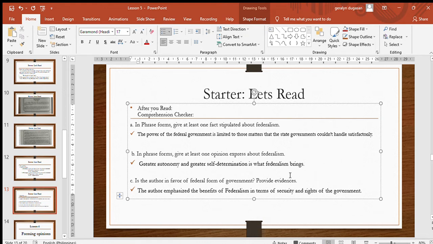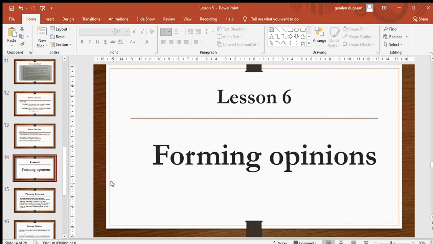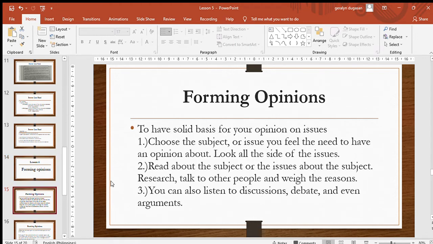So next is lesson 6, forming opinions. We already know what an opinion is, but how do we form a strong or convincing opinion to have a solid basis for your opinion on issues? So let's tackle this and let's observe the following guidelines.